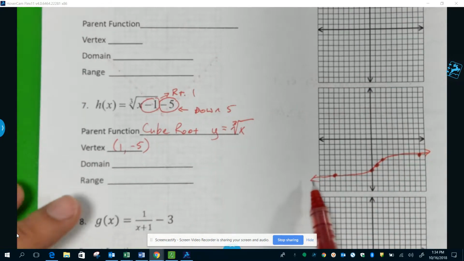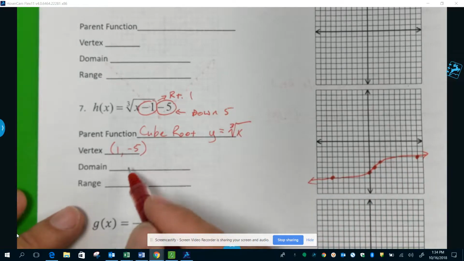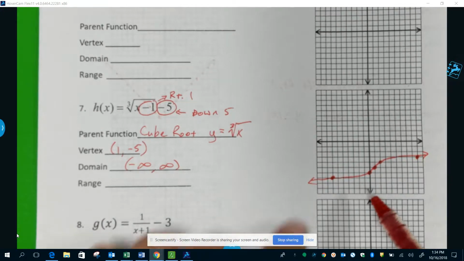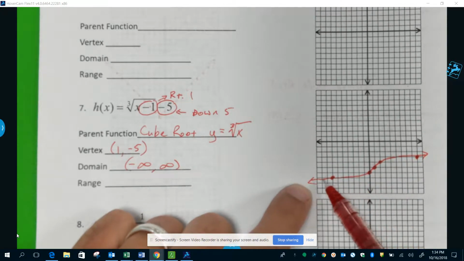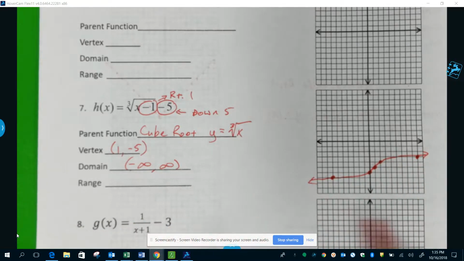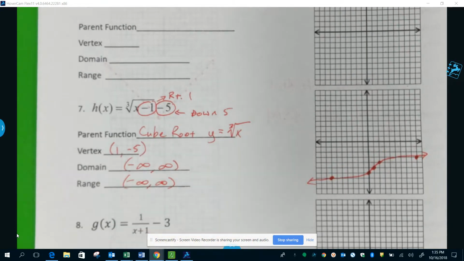So domain, left to right on the x values, we go from negative infinity all the way to positive infinity. Now the range, the lowest this thing goes, well, it goes down and to the left forever. So it's going to go down forever. And this side over here is going to go up and to the right, so it's going up forever. So we are going negative infinity to positive infinity there as well.